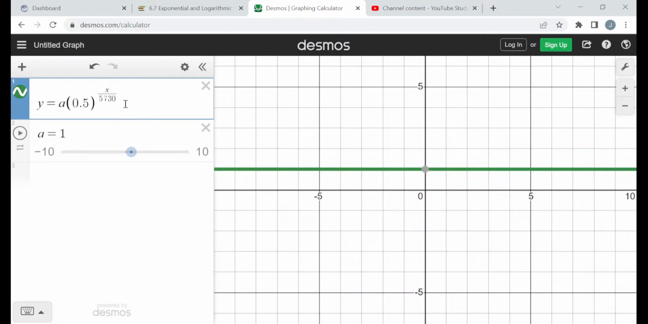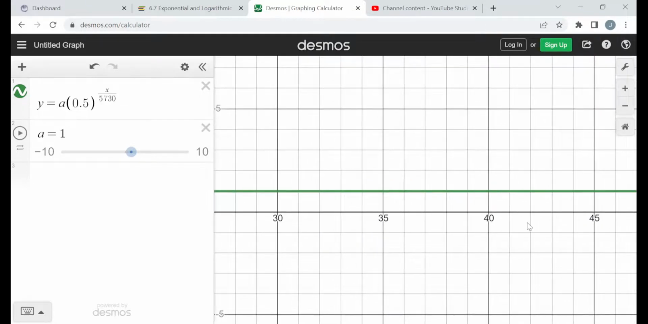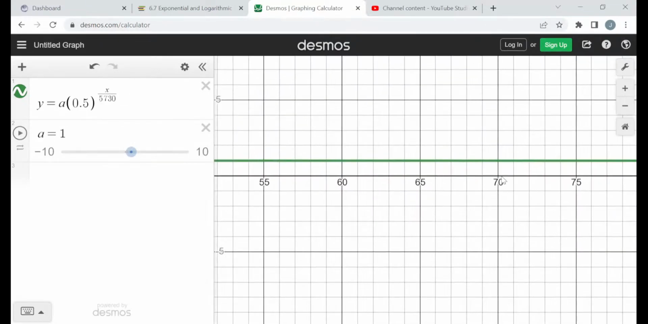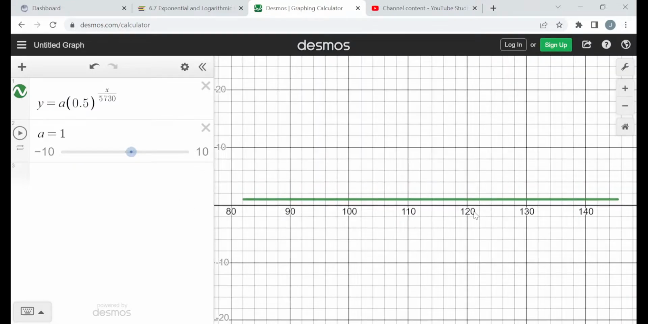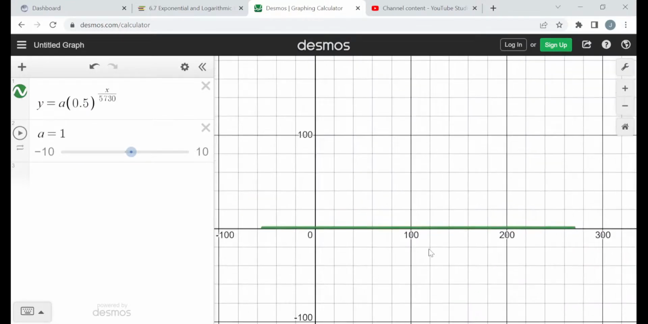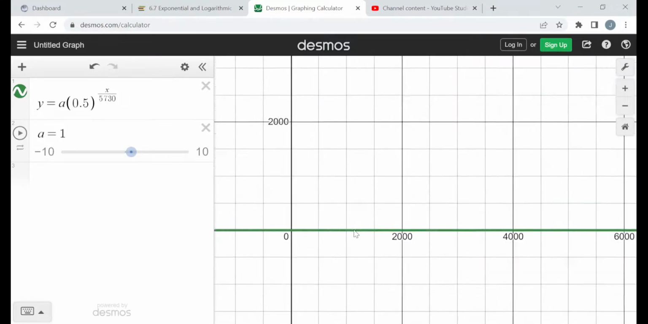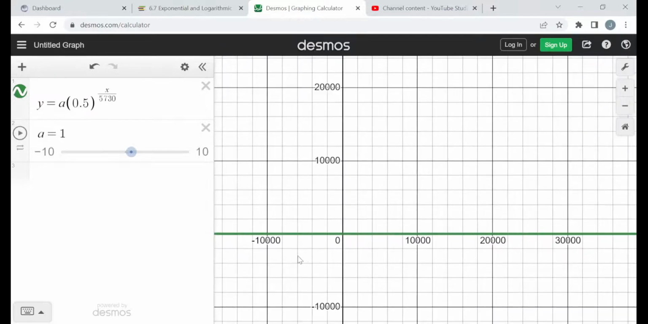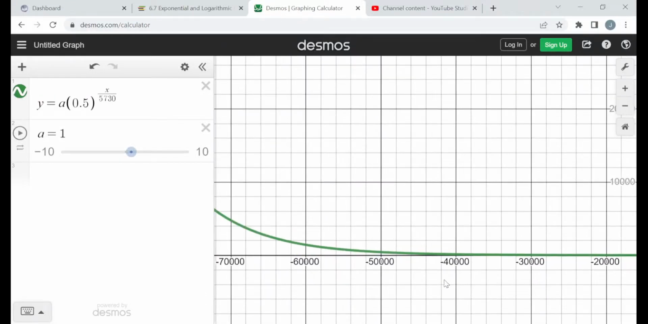But it takes 5,730 on the x-axis to make it go down to half, right? So I'd have to go really far out there to get it to look, yeah, it would be a while before I even see this thing looking like an exponential function. Yeah, there you go. It is exponential.